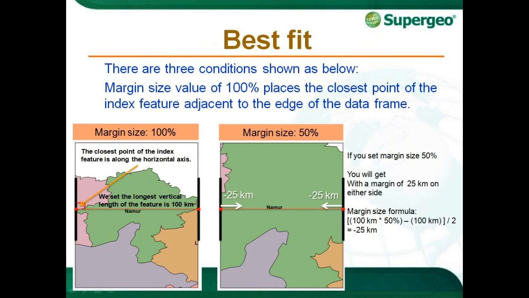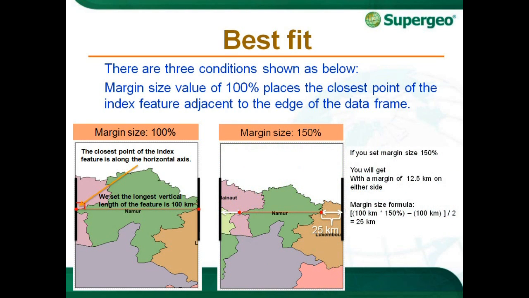I give you the 3 conditions as shown below. If we set the longest vertical length of the feature as 100 km, so the margin size when we set 100%, the closest point of the index feature is adjacent to the edge of the data frame. When the margin size is only 50%, less than 100%, it will shrink the data frame to the extent that is within the extent of the index features. I'll show you another case. When the margin size is set to 150%, greater than 100%, so it leaves a margin between the feature and the edge of the data frame.